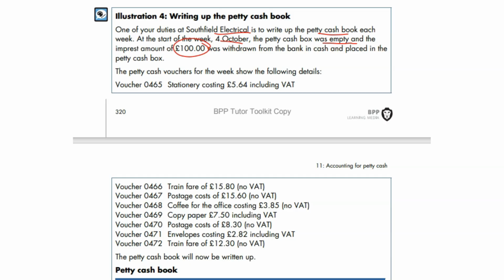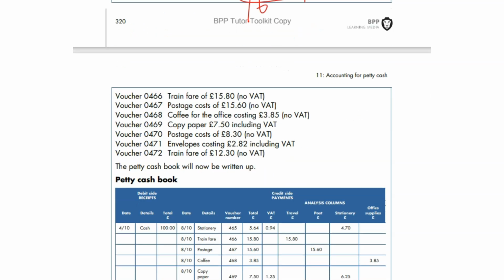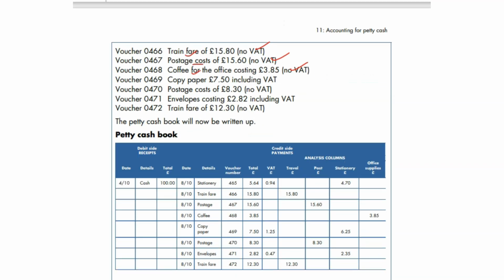The petty cash vouchers are as follows. Stationery, look at this, including VAT. So divided by 6, you get the VAT separately and the net amount separately. Then train fare, no VAT. Postage, no VAT. Coffee, no VAT. If it's no VAT, you just put the straight figure. Nothing to deal with regarding VAT.